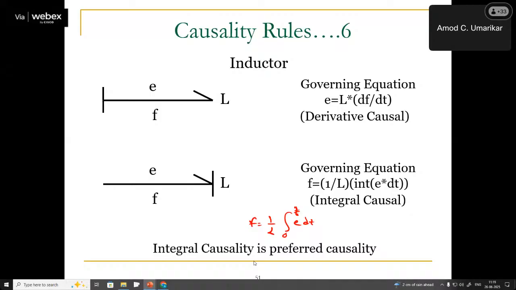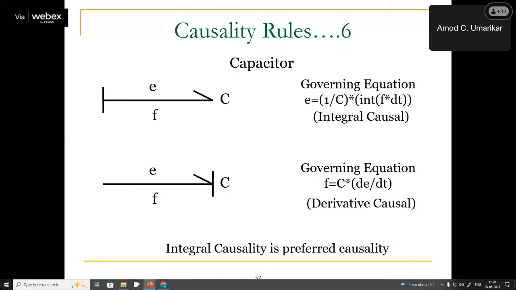So generally integral causality is the preferred causality. Why? We'll see that. Okay. In general we also prefer integral. Right? When we write state equations, we generally prefer F is equal to 1 by L integral of E dt, or I is equal to 1 by L integral of v dt.